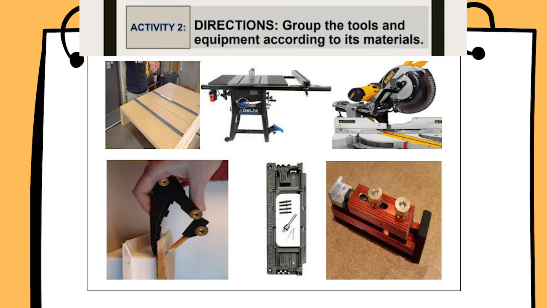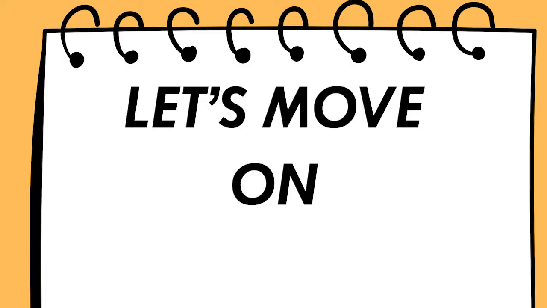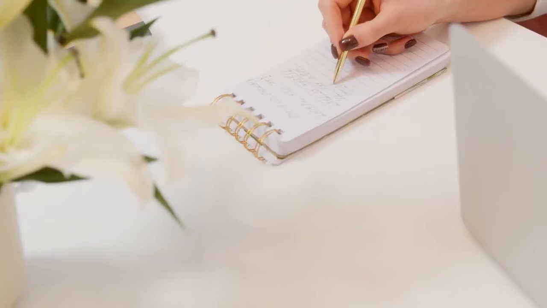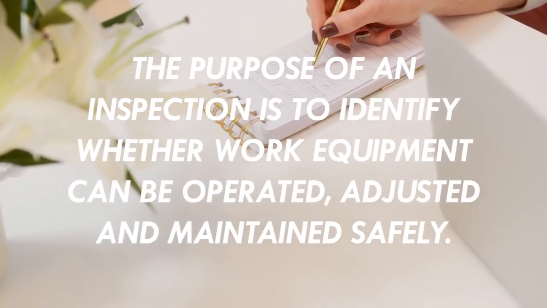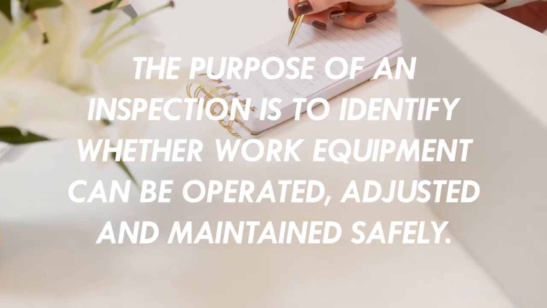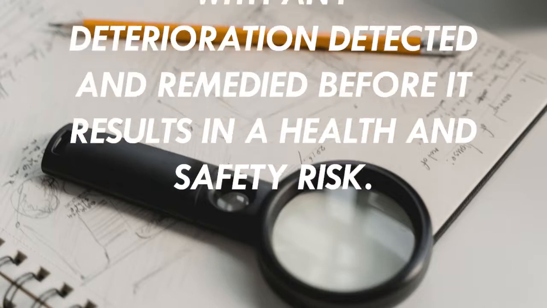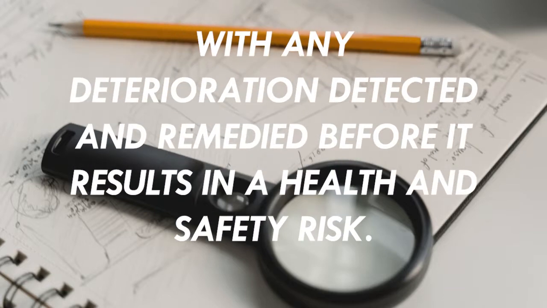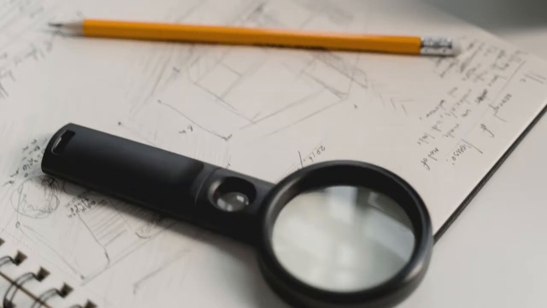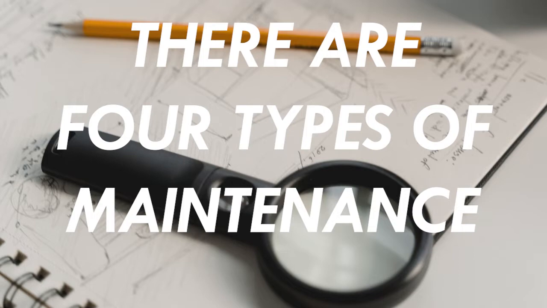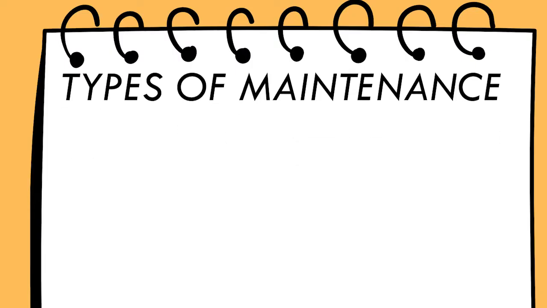Now, those are out of the way, safely, we can move on. The purpose of an inspection is to identify whether work equipment can be operated, adjusted, and maintained safely, with any deterioration detected and remedied before it results in a health and safety risk. So, there are 4 types of maintenance, and we're gonna go into this one by one.